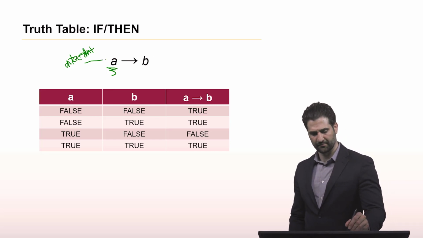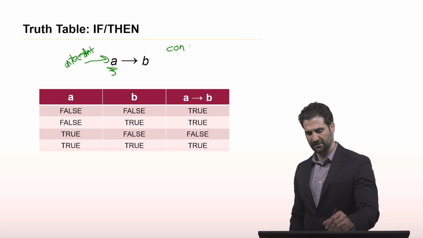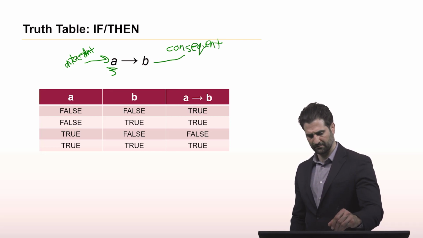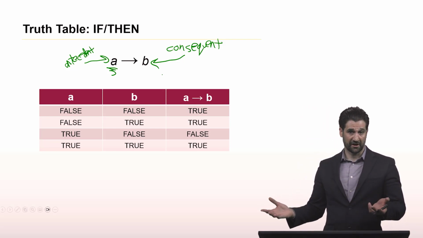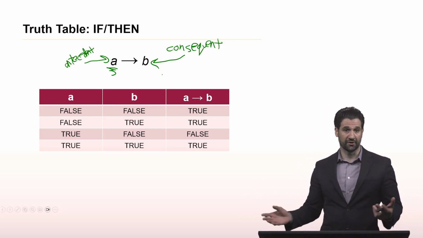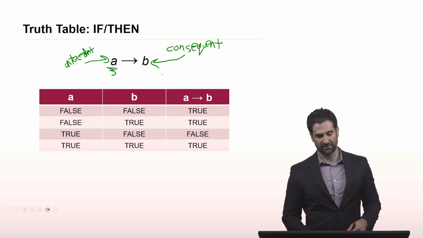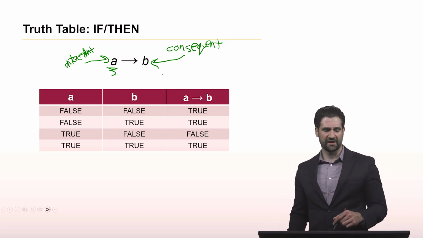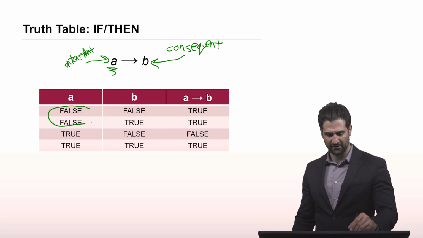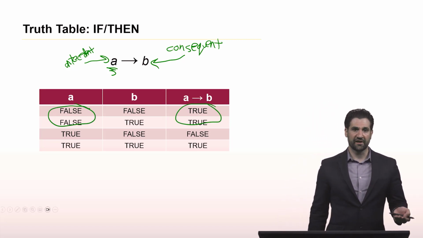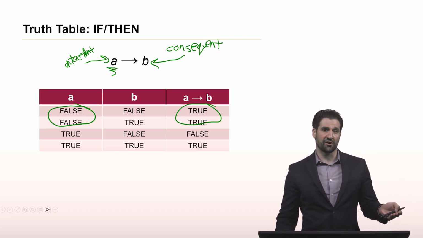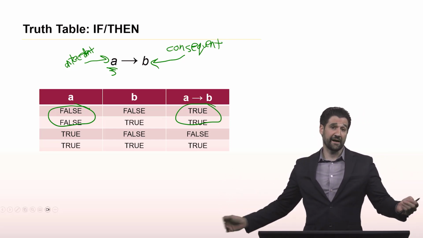And B is the consequent. Okay, and that's easy to remember because consequent is the conclusion of the implication. You could think of it in that way. Well, anytime the antecedent is false, the whole thing is true. Because what that's saying is, if A is false, B may or may not happen.